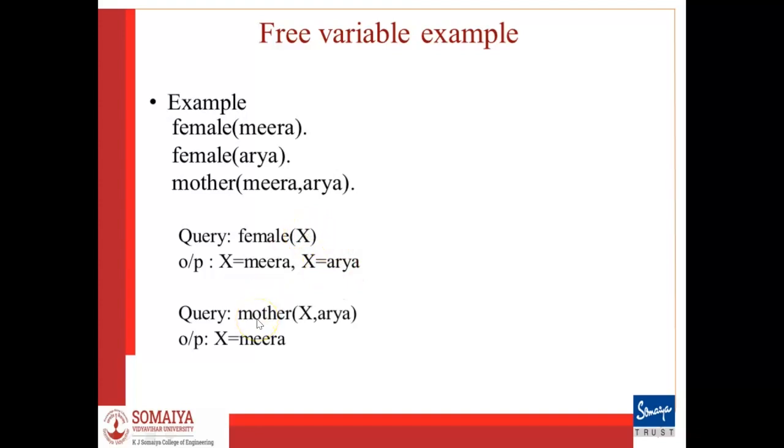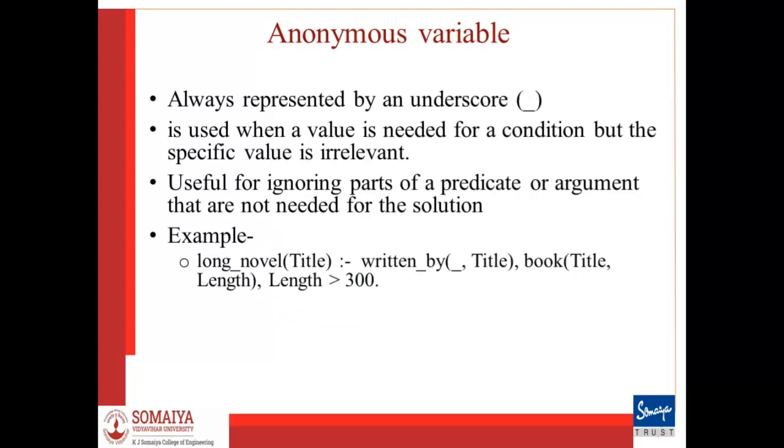Similarly, I can execute another query for the same program wherein I'm trying to find out who's mother of Arya. Again, Prolog will try to find all the predicates with the name mother. Then in that, the second argument has to be Arya, and the program would try to find all the values for X. Over here, because it contains only three facts, X would have only one value, Meera. So this is how free variables are to be used and executed.